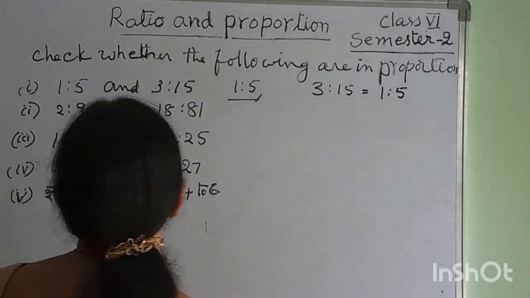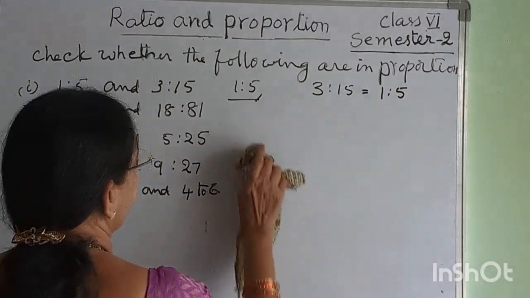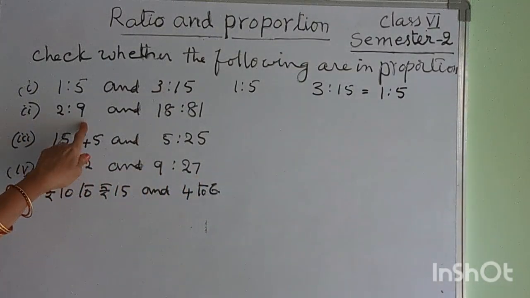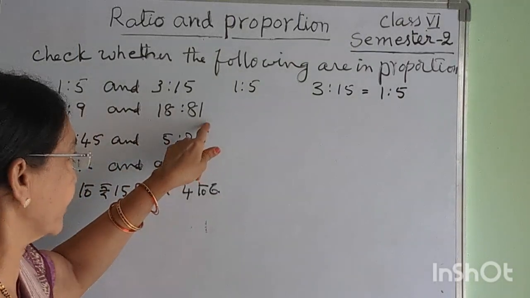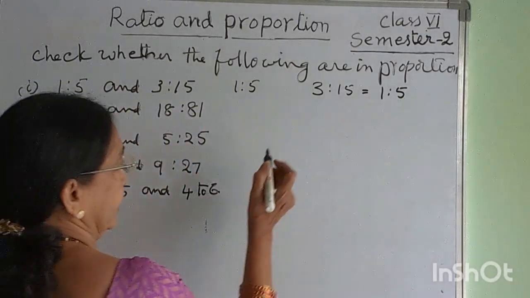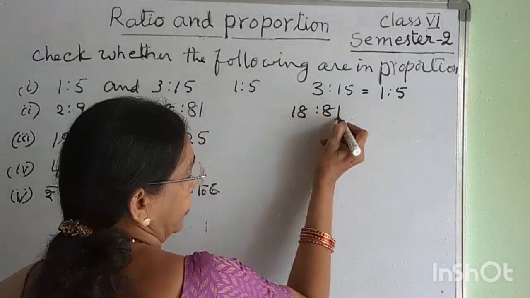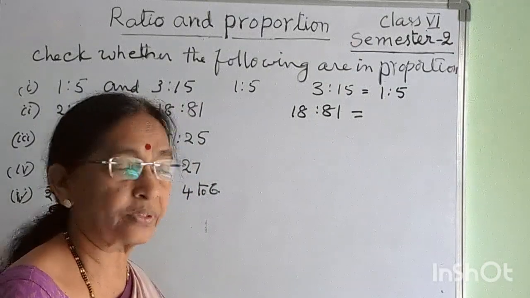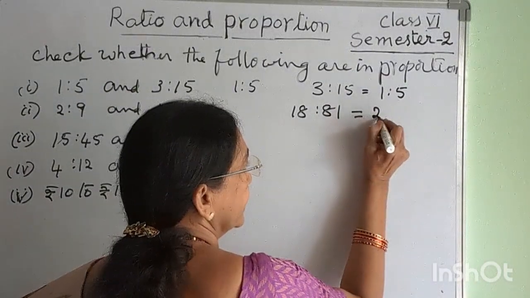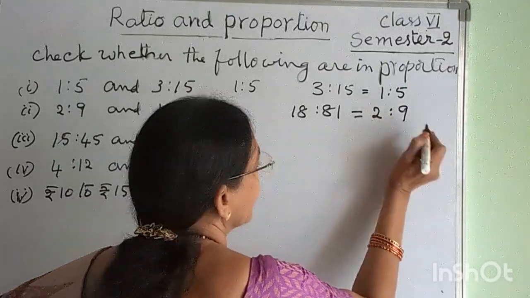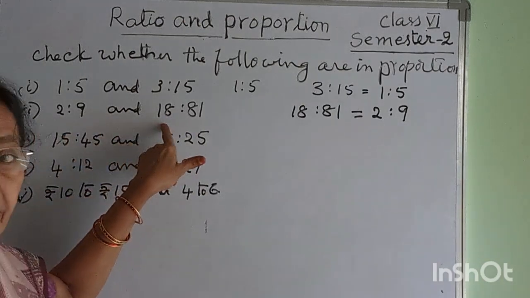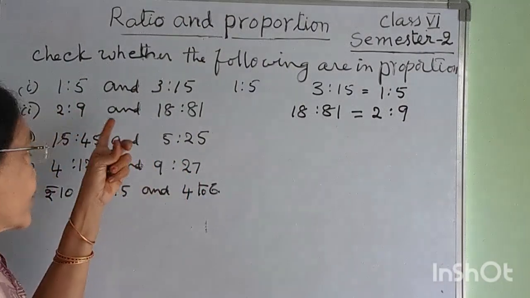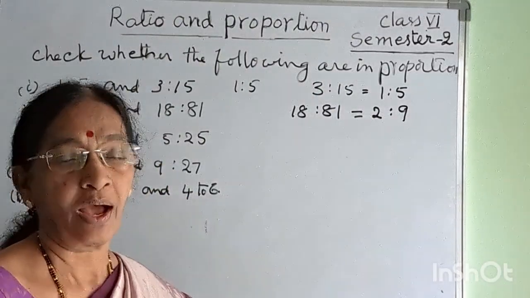Next, 2 is to 9 and 18 is to 81. Here 2 is to 9 is in its simplest form. We cannot simplify it because both the numbers are not divisible by any common number. Here 18 and 81 both are divisible by 9. Therefore, if we divide both the numbers by 9, 9 2s 18, 9 9s 81, we get 2 is to 9. The first one also 2 is to 9. Therefore, these two ratios are equal. Therefore, we can say that 2 is to 9 and 18 is to 81 are in proportion.